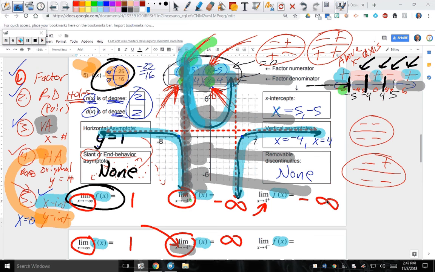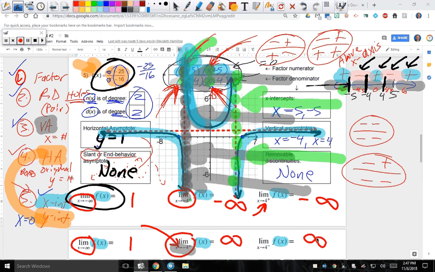-infinity. Okay, this was +4, and I'm approaching it from the right. And again, the blue part is my graph, and you see it dip down and go downward as far as -infinity. And last but not least, approaching +4 from the left, what would that be? Infinity.